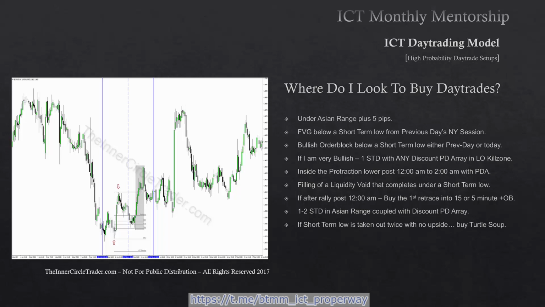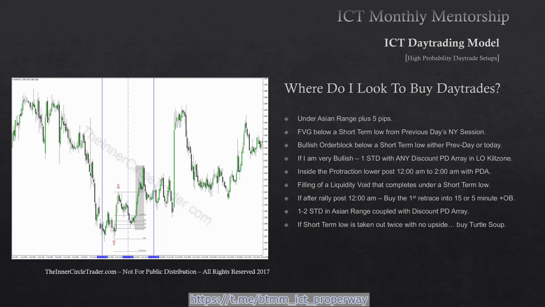If a short-term low is taken out twice, but there has been no upside protractionary state, in other words, we haven't seen the market go up first and then go down twice, the second time in that condition, it's probably going to keep on going lower. But if it has not seen any protractionary move on the upside or due to swing up, we go down for a low and then one more time blow out that low, I'll buy that as a turtle soup.